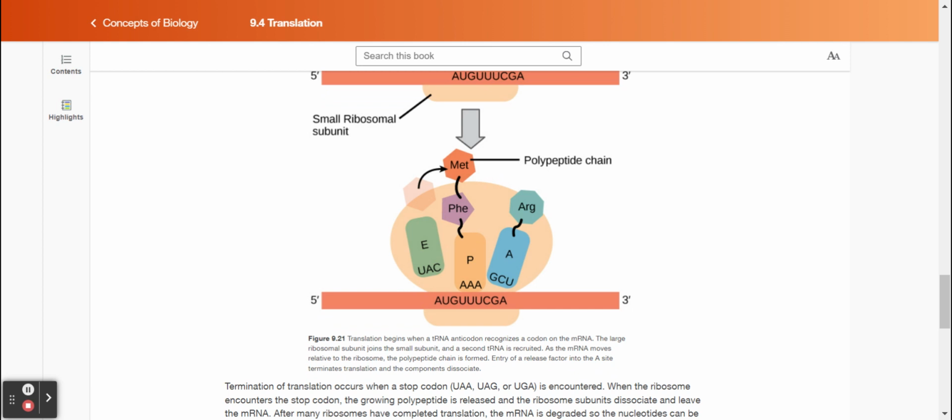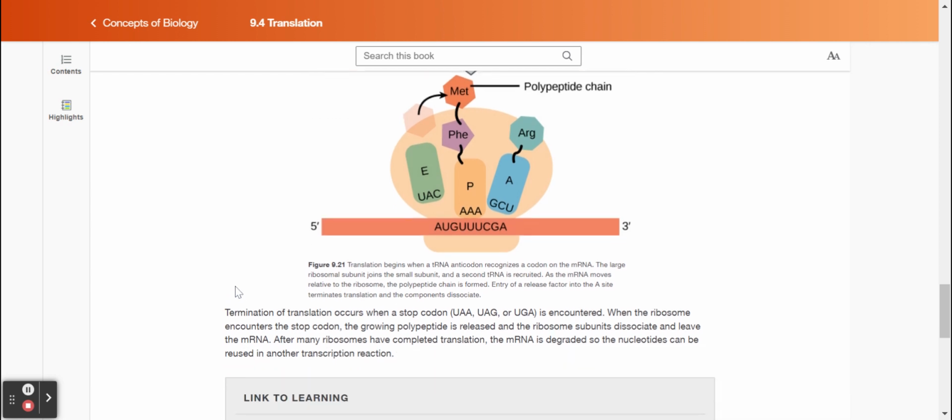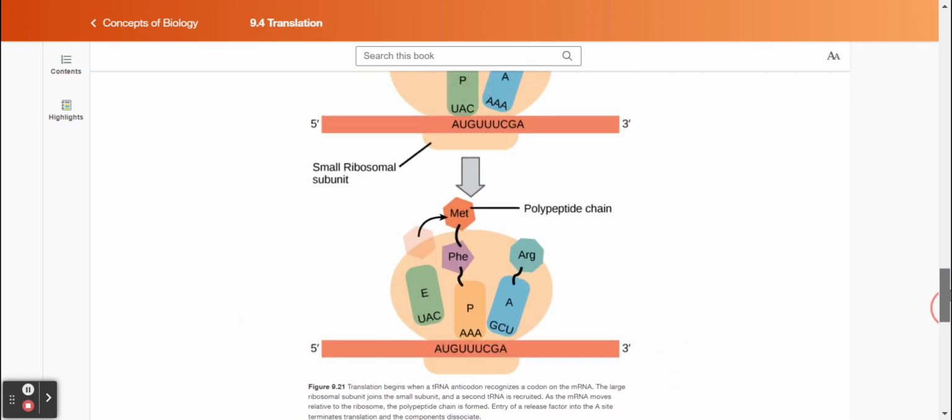Figure 9.21. Translation begins when a tRNA anticodon recognizes a codon on the mRNA. The large ribosomal subunit joins the small subunit, and a second tRNA is recruited. As the mRNA moves relative to the ribosome, the polypeptide chain is formed. Entry of a release factor into the A site terminates translation, and the components dissociate.